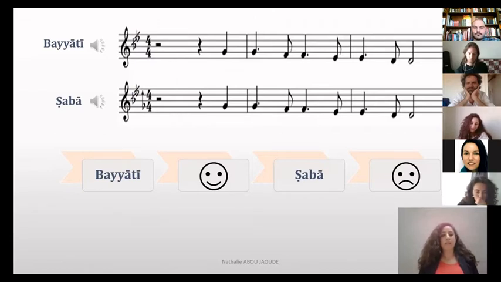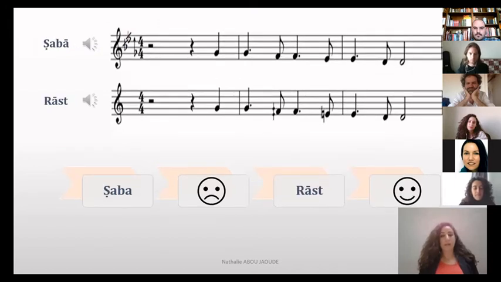After listening to the 2 extracts, they have to attribute a smiley face or a sad face to each extract. Usually, they attribute the smiley face to the Bayati and the sad face to the Saba. And here, the comparison is between Saba and Rust.